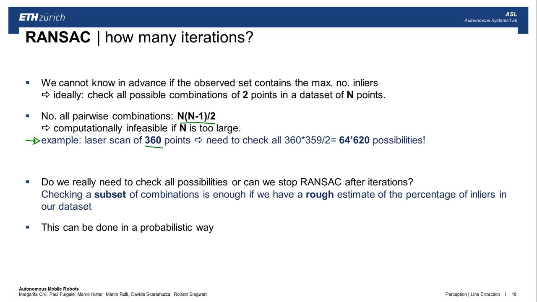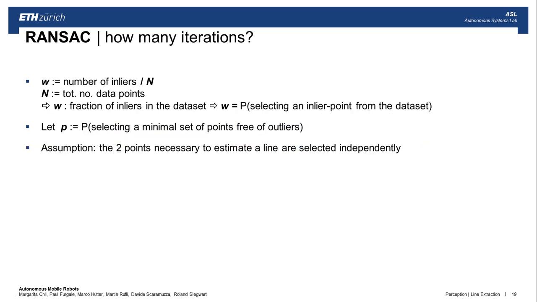Usually, checking a subset of these combinations is enough if we have a rough estimate of the percentage of inliers in our dataset. And this can be done in a probabilistic way. Now, if W is the number of inliers over the total number of points, then W corresponds to the fraction of inliers in the set. That is, it represents the probability of selecting one point from the dataset that is actually an inlier. Now, let's also define small p to be the probability of selecting a minimal set of points free of outliers.